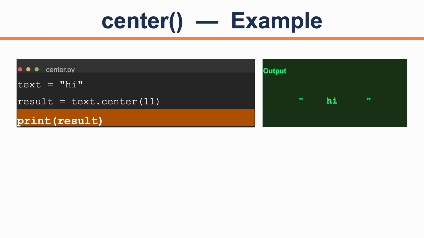Here we store the string high in a variable called text. Calling center with a width of 11 adds padding on both sides. The result is a string of length 11, with high centered and one side receiving one extra space.